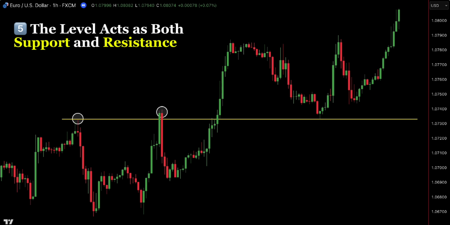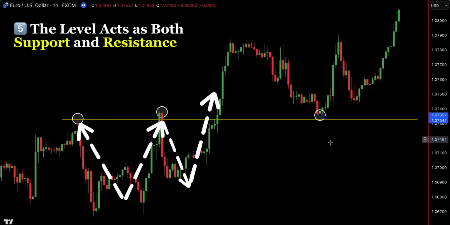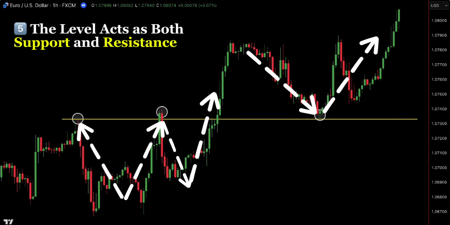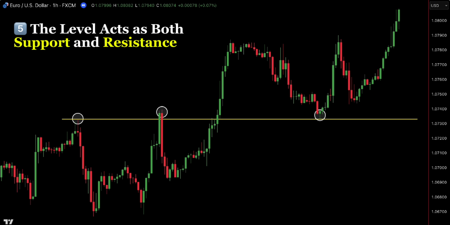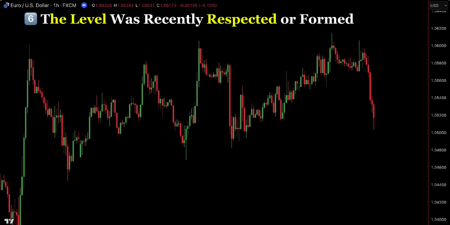A strong level doesn't just hold once. It flips roles over time, acting as both support and resistance. In the chart, we see that the price has bounced off this resistance twice before, eventually breaking above. Once it did, the same level that once acted as resistance turned into support, rejecting the price from the opposite direction. This role reversal is a powerful confirmation that the level is highly significant and should be on our radar for future trades. The level was recently respected or formed.